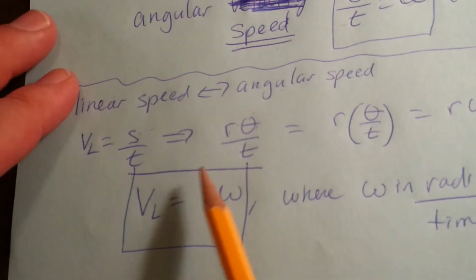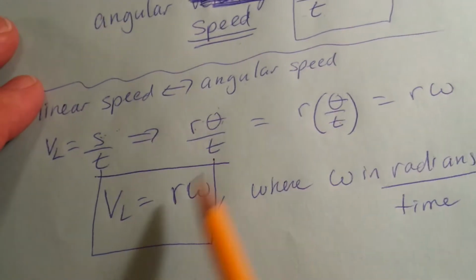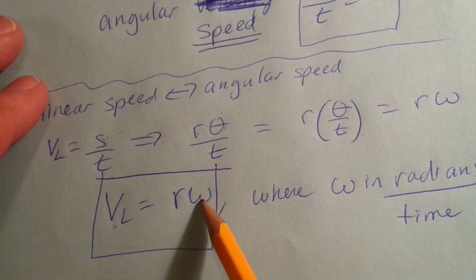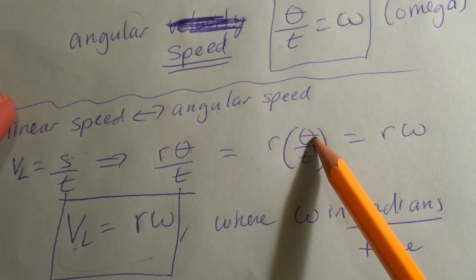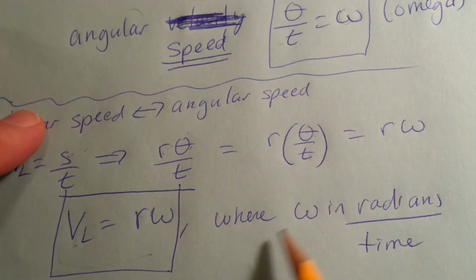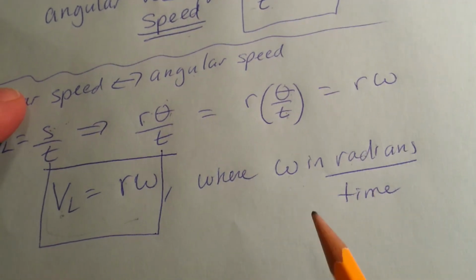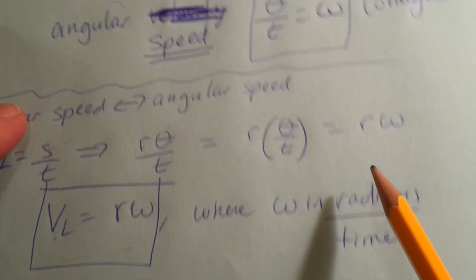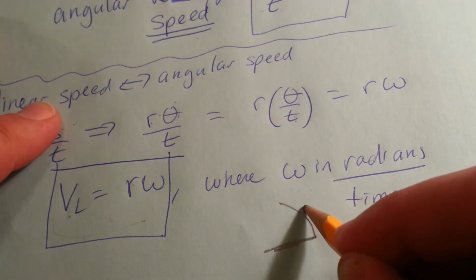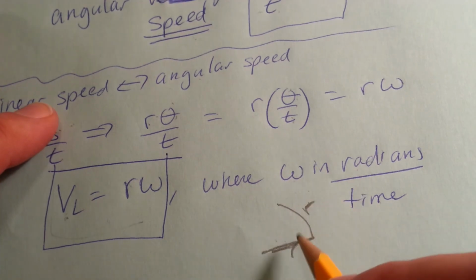So I'm replacing S with r theta, but remember, what's theta over time? That's omega. So here's our final equation for linear velocity: your radius times omega, which is the amount of theta, the central angle swept through during a given time. And remember, omega is in radians per time. Radians are unitless, based on the radius. 1 radian is an arc length equal to the radius. If this is in centimeters, this is in centimeters, so they take on the unit of the radius.